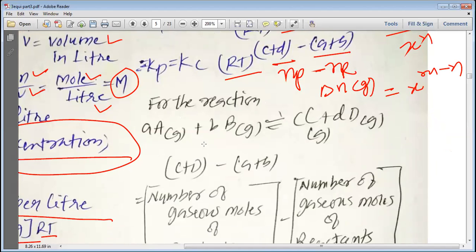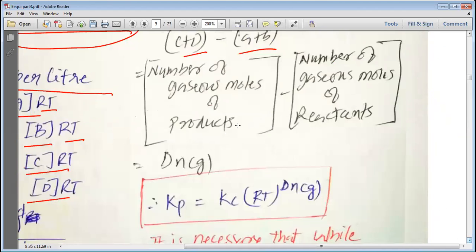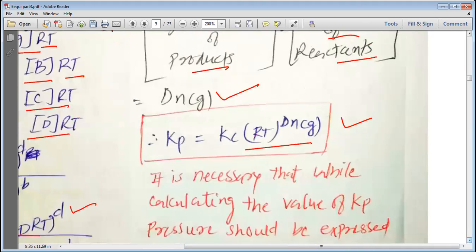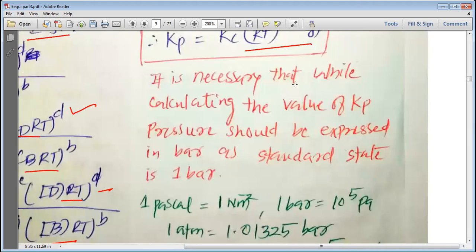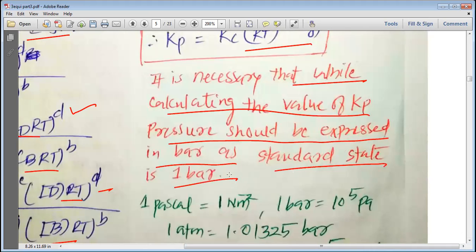Now for the reaction a mole of A plus b mole of B, that gives c mole of C plus d mole of D, c plus d minus a plus b is equal to the number of gaseous moles of products minus the number of gaseous moles of reactants, that is delta n gas, and therefore we can write Kp is equal to Kc into RT to the power delta n gas. This is a very important equation, my dear students. Please learn to derive this equation well. It is necessary that while calculating the value of Kp, pressure should be expressed in bar, as the standard state pressure is 1 bar.